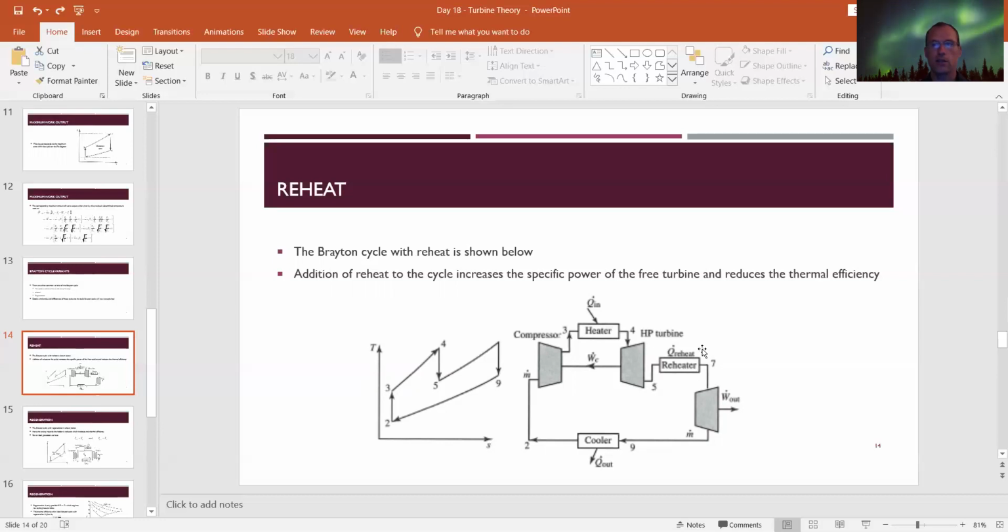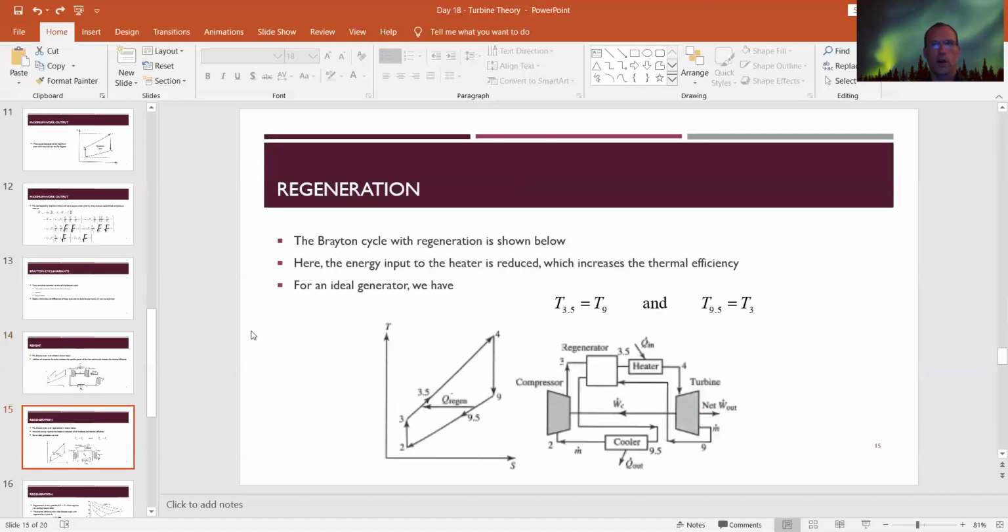Because I'm adding heat to this, additional heat to this, I'm going to have a reduced thermal efficiency because I have more energy going in essentially. I do get more energy coming out as well, but proportionally it's not quite the same. So overall thermal efficiency for this guy is lower than the standard cycle.